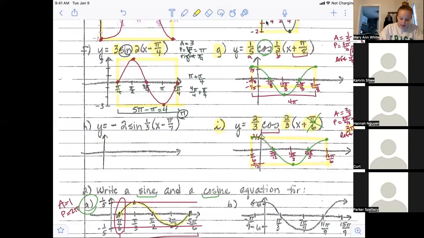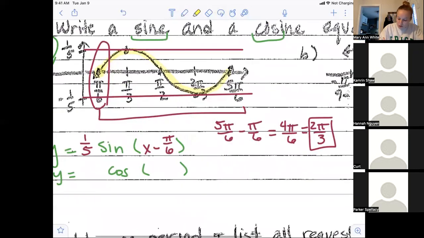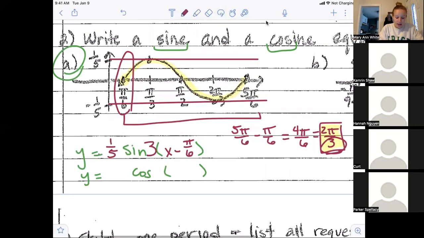So when I come back down here, my new period is 2 pi over 3, but that's not my B. The B is just 3. So whatever's in the denominator is my B. So 3 goes in between sine and x. I did not move up and down at all, so I have no plus or minus attached to the end. This function can be written as 1/5 sine times 3 x minus pi over 6.